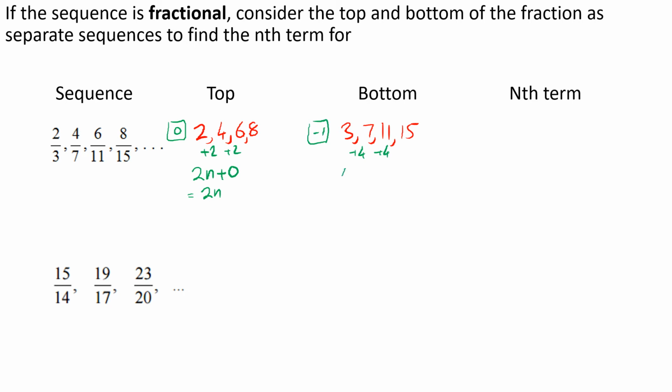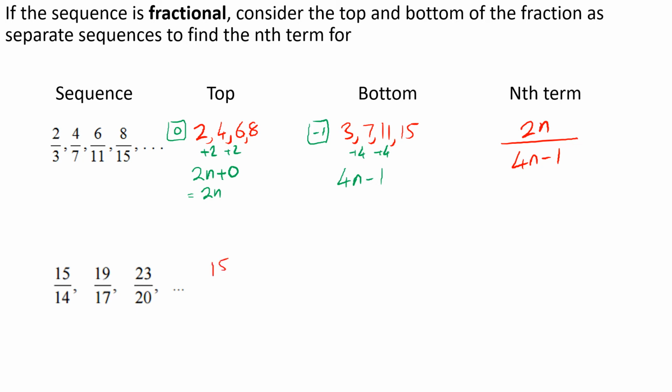So our nth term is 4n minus 1. So our overall nth term then is the top is 2n and the bottom is 4n minus 1. That's all we do. We treat them as two separate sequences. So what about this next one?